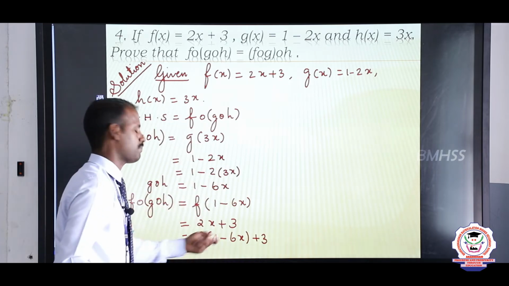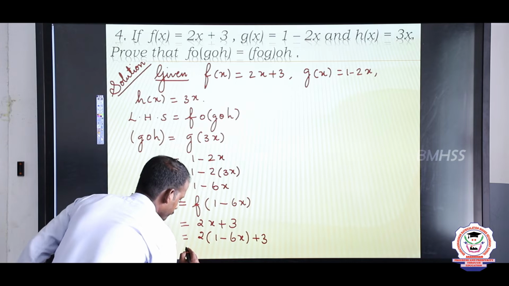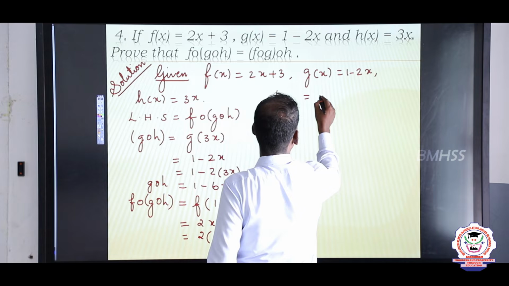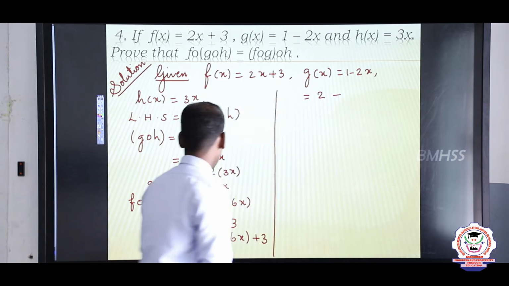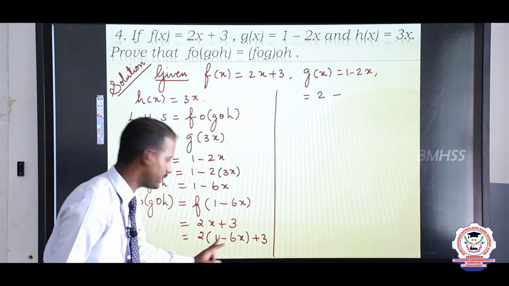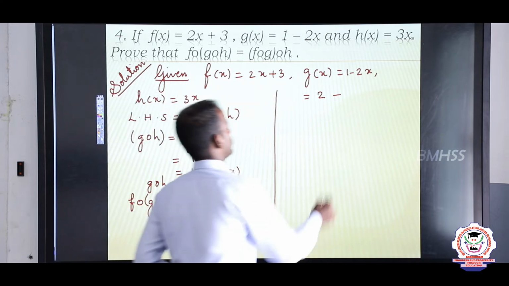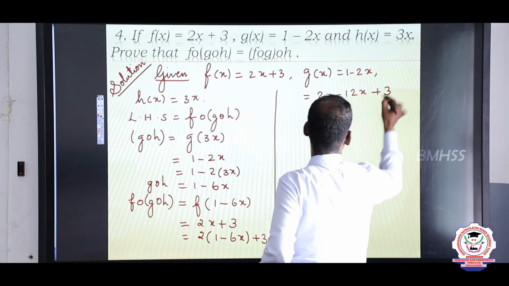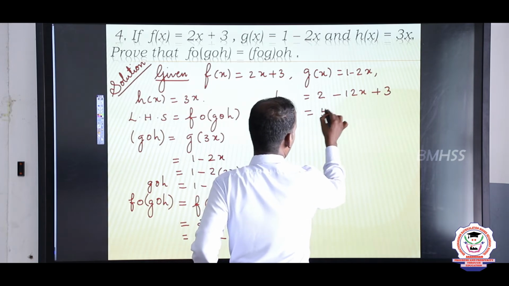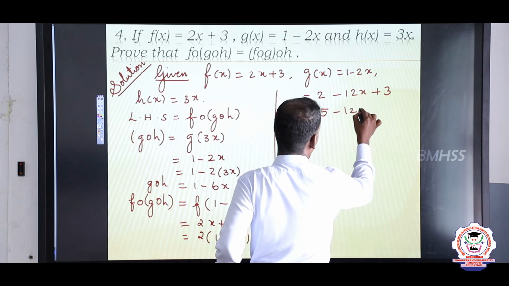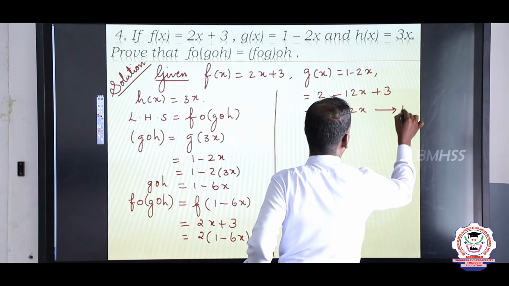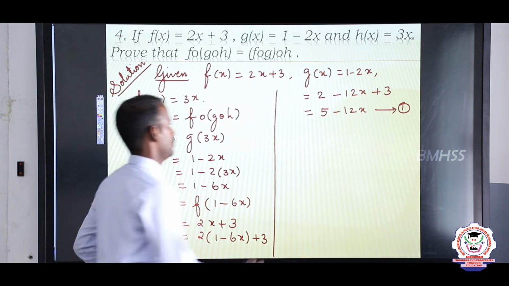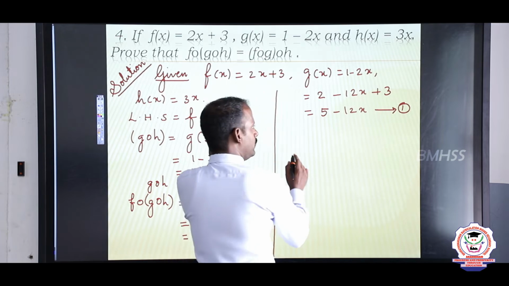So here 2 multiply, 2 ones are 2 minus 2 into 6x. What is 2 into 6x? Minus 12x. Then after plus 3. So 2 plus 3, what is the value? 5. So 5 minus 12x. This is the first equation, that is LHS. So LHS value is f∘g∘h.